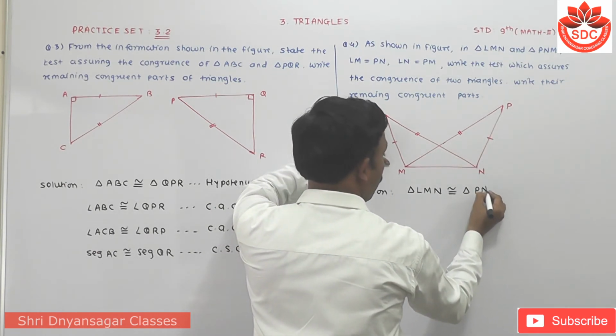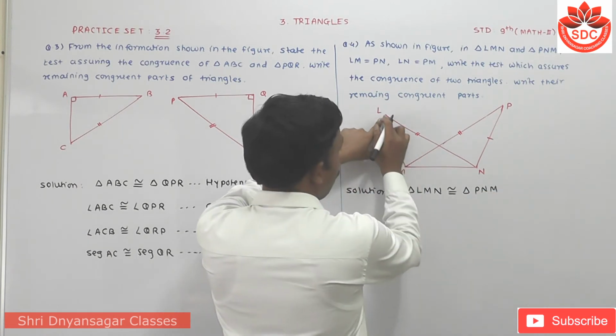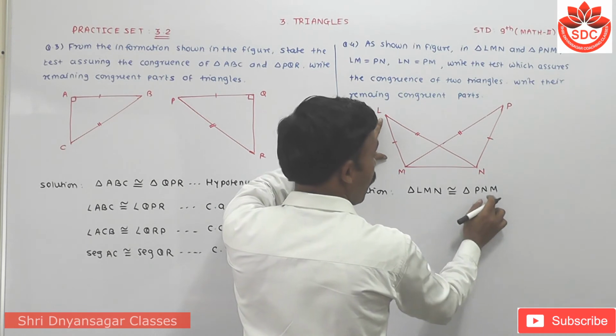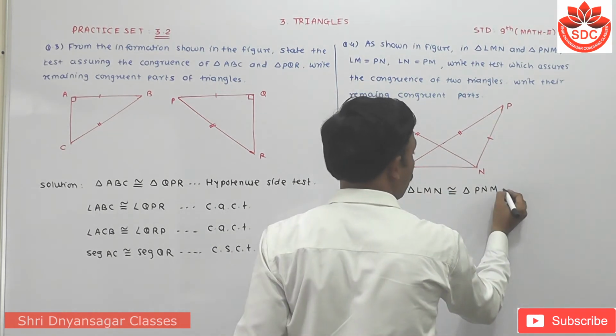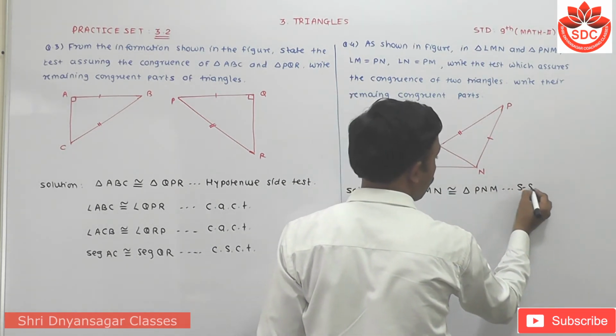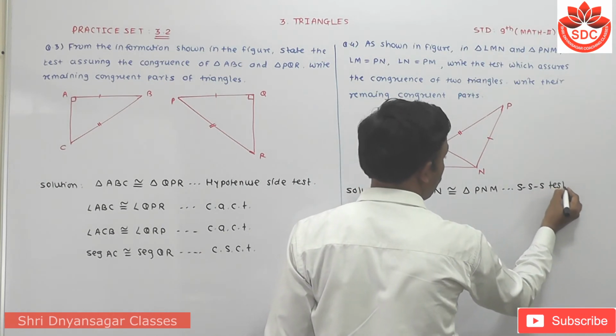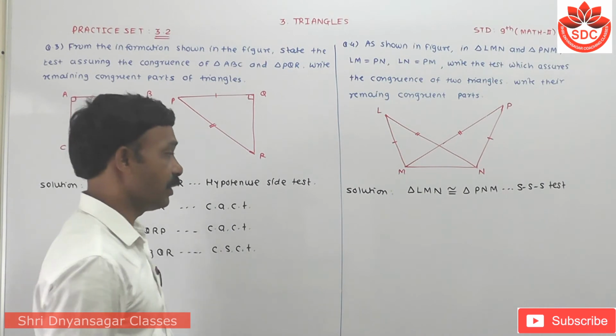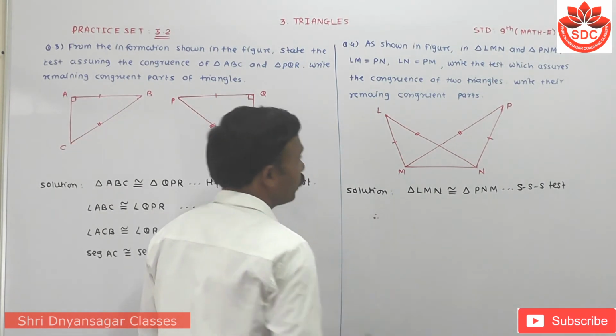Triangle PNM. Look carefully. LN is double. LN means the first and last. First and last is double. By using the test, SSS test of congruency of triangles. Then we write the remaining parts here. Therefore, remaining parts.